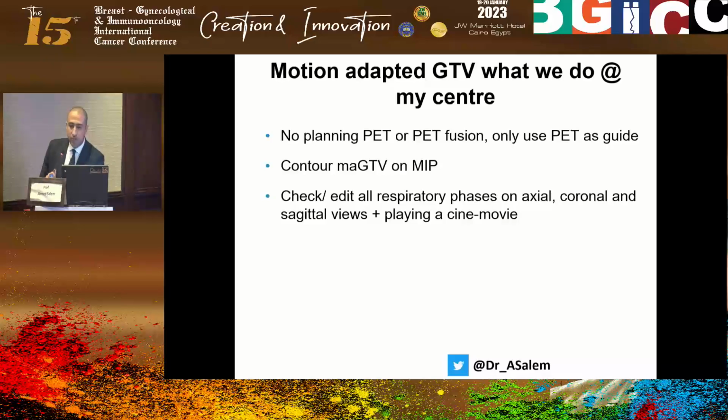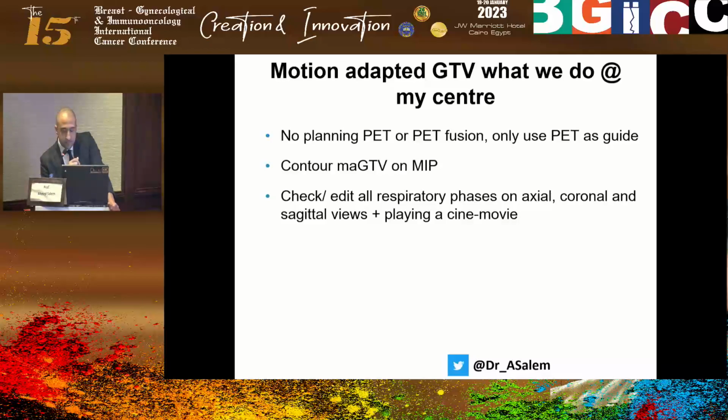So we do it on the maximum intensity projection of 10 phases of a 4D scan. Yes, 10 phases. This is the maximum intensity, something that is generated by the planning system, which takes into account the maximum density of all of the different phases. So pretty much it should capture all of the different phases. It is different than the average.